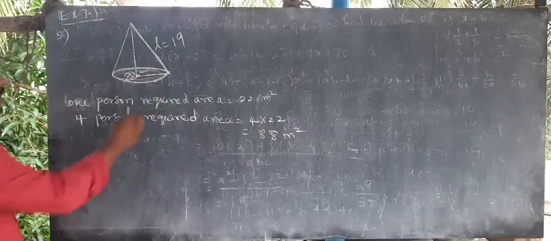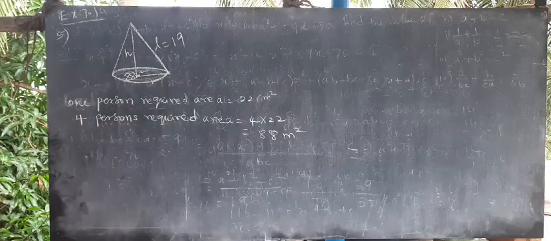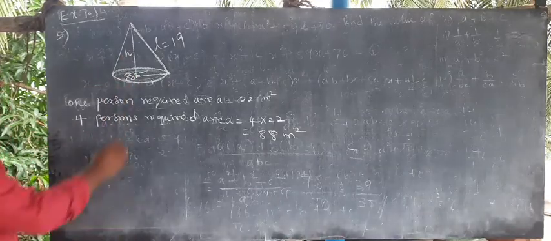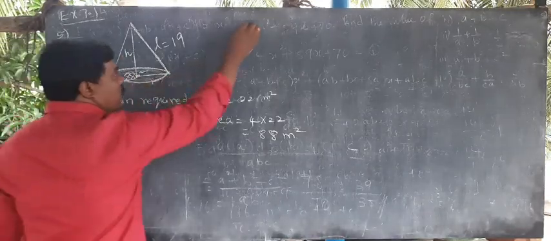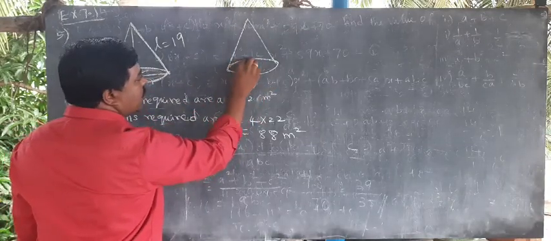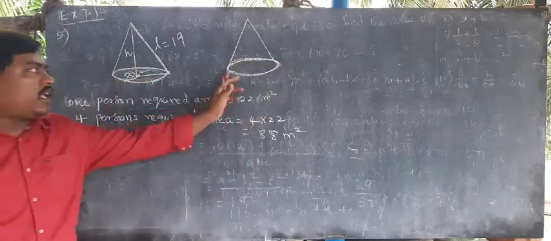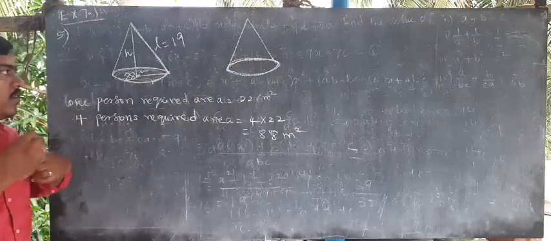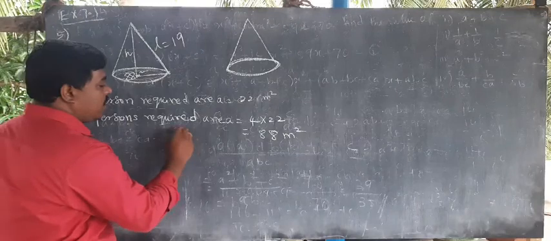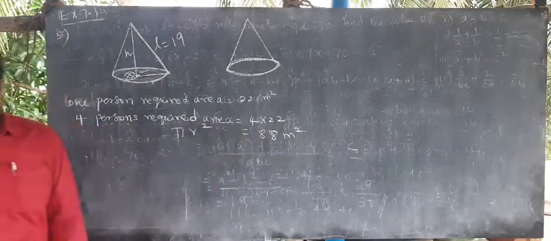Then this is R, this is H. They are asking, find the height of the conical tent. Right? So this is the cone, like this we are having a cone. This is the area of the circle. So the area of the circle formula is what? Pi r square. So here I write pi r square equal to 88 meter square.